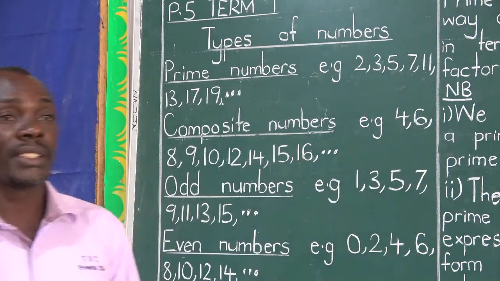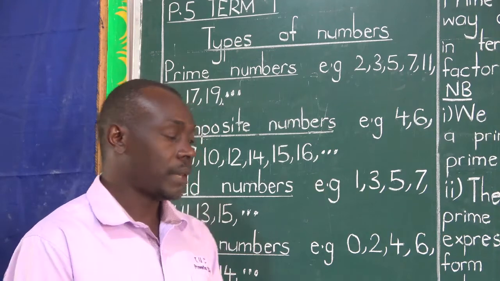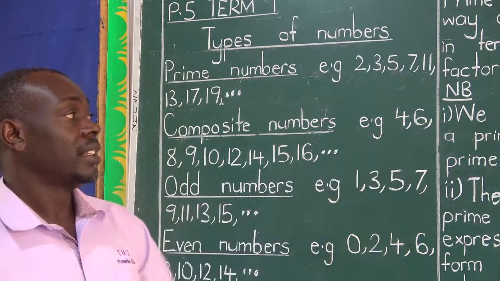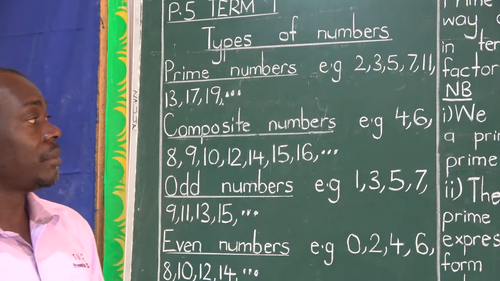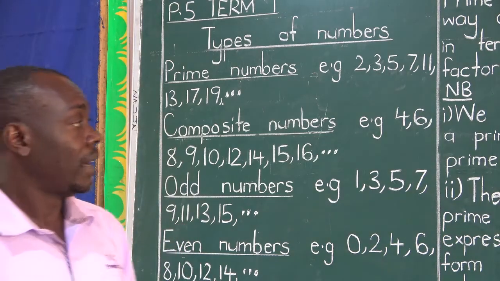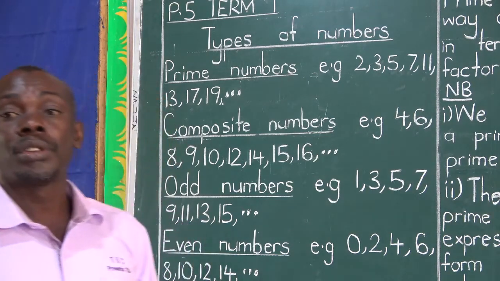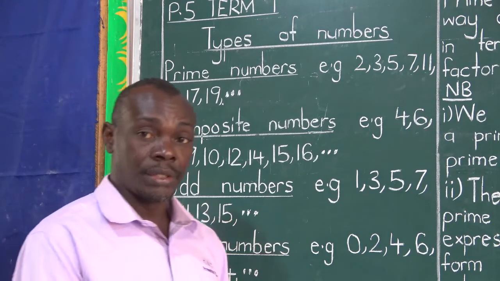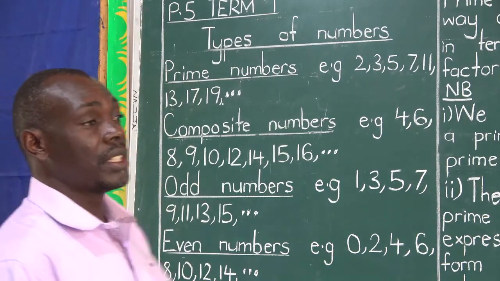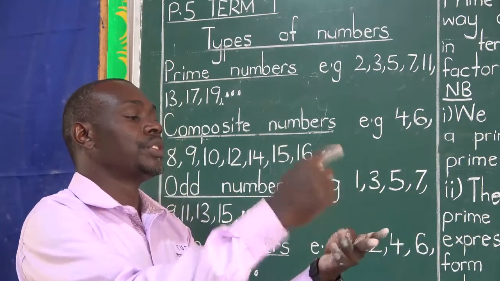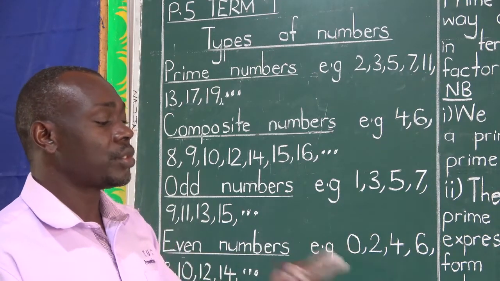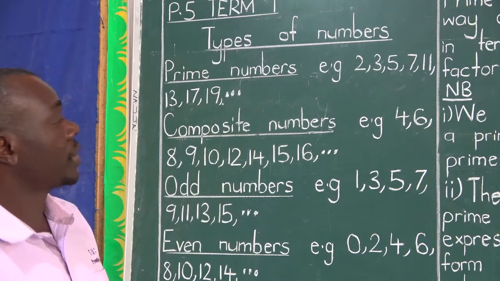Then 6 appears in table 1, table 2, table 3, and table 6. It has got 4 factors. So when you say 1 times 6, you get 6. 2 times 3, you get 6. 3 times 2, you also get 6. And 6 times 1, you get 6. And so it has got 4 factors, that is 1, 2, 3, 6. So anything with more than 2 factors qualifies to be a composite number.